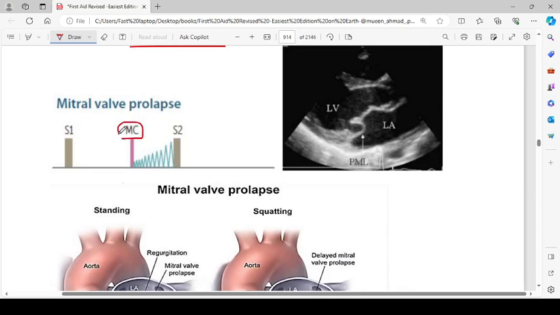This is the mid-systolic click of the mitral valve prolapse, and if regurgitation is also there, we can find a crescendo murmur that is late systolic.